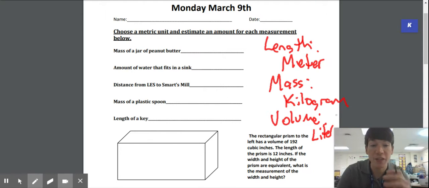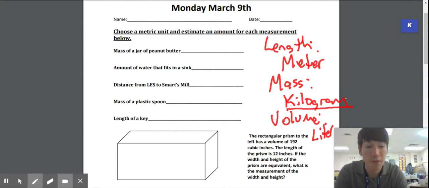Now, when you're thinking about each of these units, think about the things that we've done in class and think about something that would be similar. So we're going to look at a couple of these together. I'm not going to give you an exact number, but we can talk about some units maybe. Now, the first one says the mass of a jar of peanut butter. When you hold a jar of peanut butter and you're looking at the mass, we're talking about grams or kilograms because it's mass.